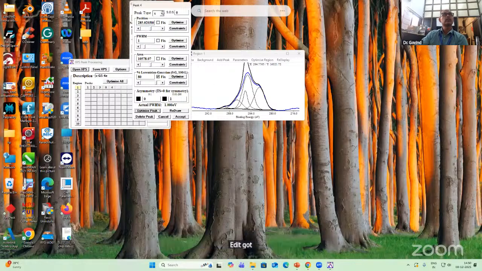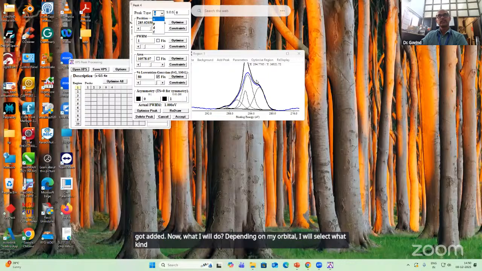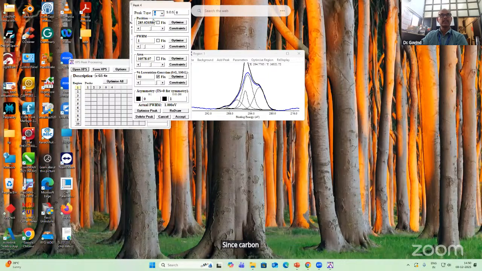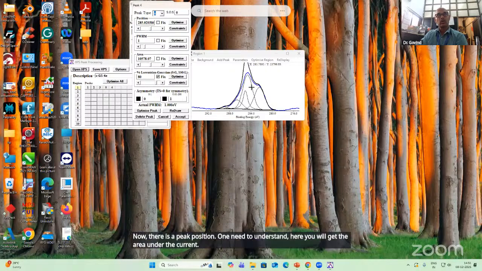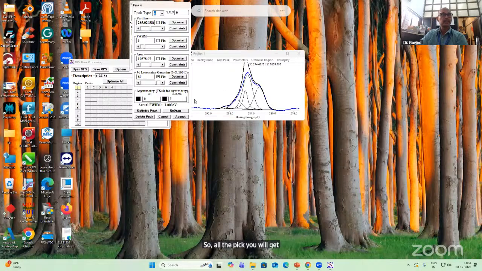Now what I will do, depending on my orbital, I will select what kind of peak. Since carbon is an s orbital, I will select s only. Now there is a peak position. One needs to understand, here you will get the area under the curve. So for all the peaks you will get the area under the curve.